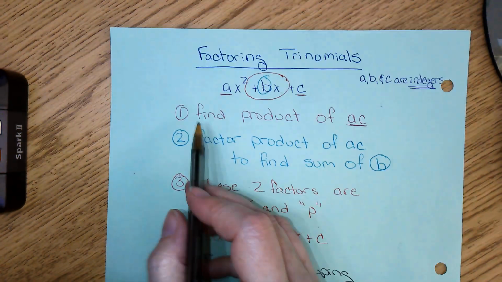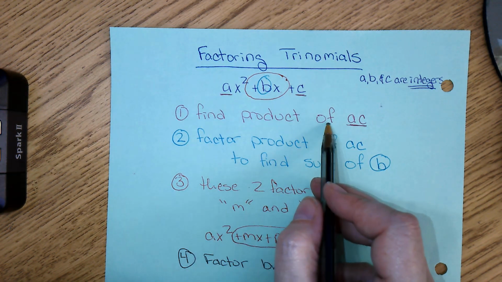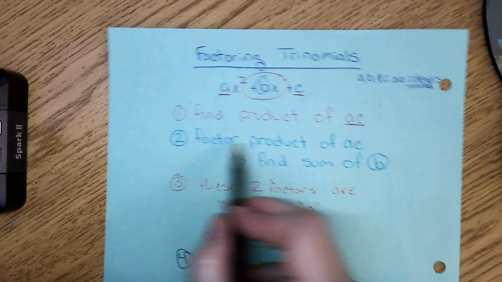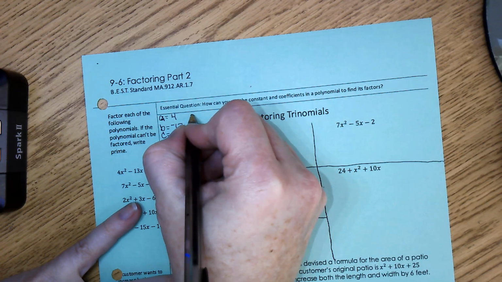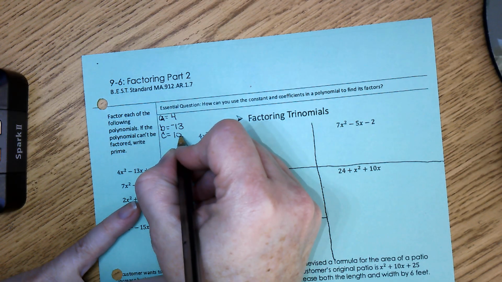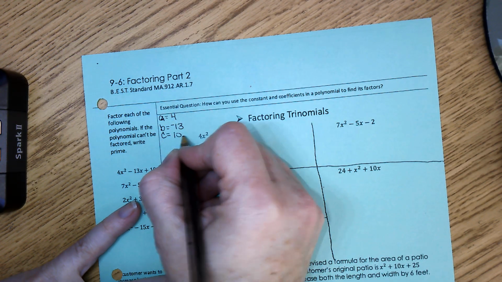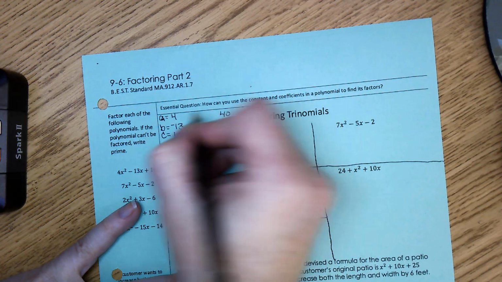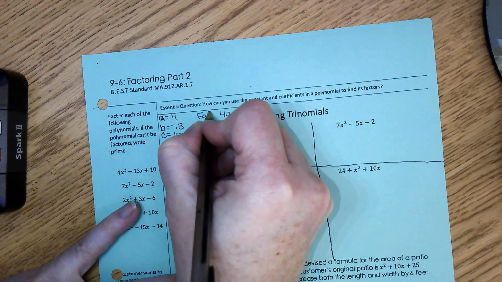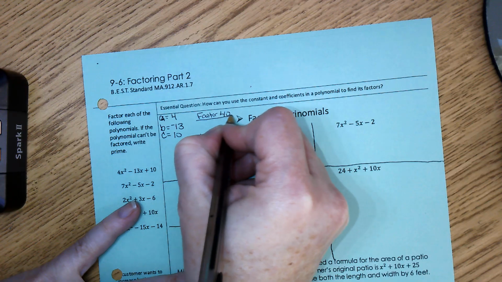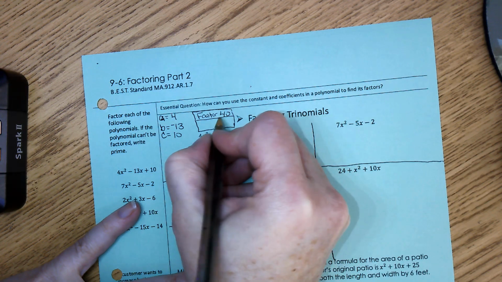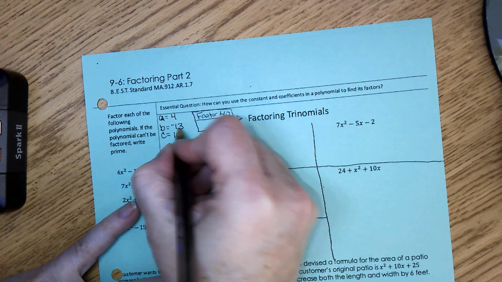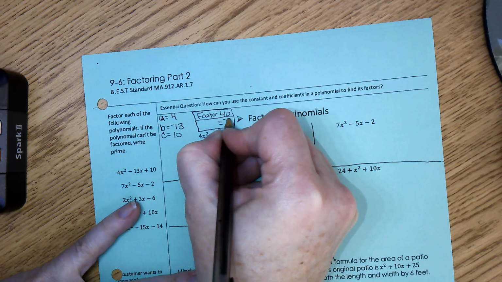So we're going to first find the product of A and C, and then we're going to factor the product of A and C to the sum of B. So let's see how that works. So we have A times C, well, 4 times 10 is 40. So we are going to factor 40. And our two factors must equal B, which is negative 13.